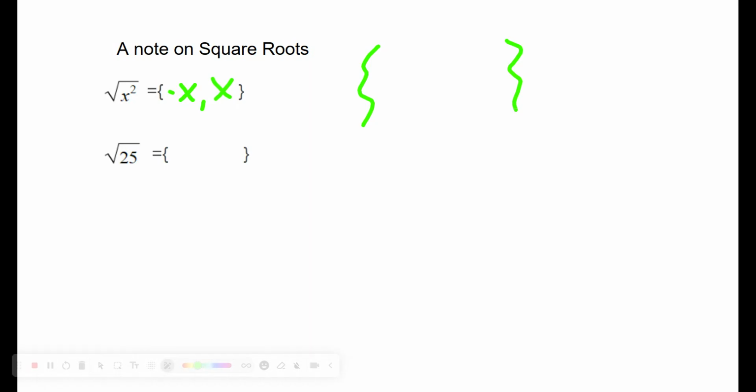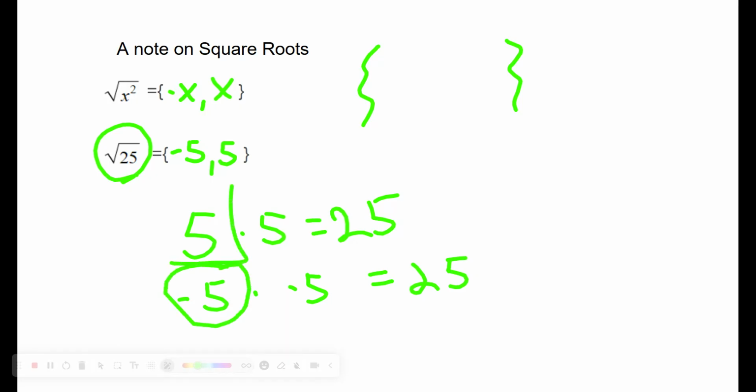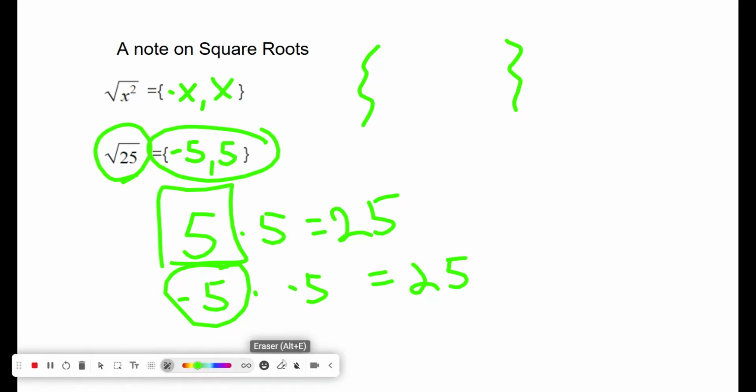And I think the easiest way to show that example is with the square root of 25. So 5 times 5 equals 25. I think we're really confident with that. However, negative 5 times negative 5 also equals 25. So the square root of 25 technically has two possible solutions, negative 5 and 5, which is why we have this set here. So let's keep this in mind as we're moving forward.